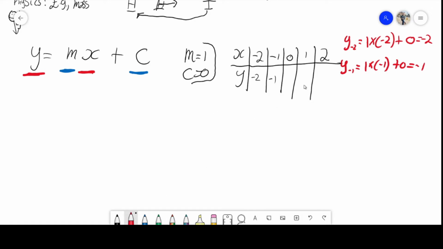And for when x is equal to 0, so y of 0 is equal to 1 times 0 plus 0, which is equal to, you guessed it, 0. Beautiful. And so we should start to see a pattern emerging here. And indeed, what we're doing is we're simply just counting up in ones.